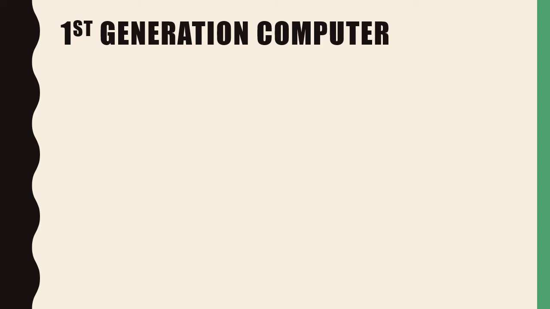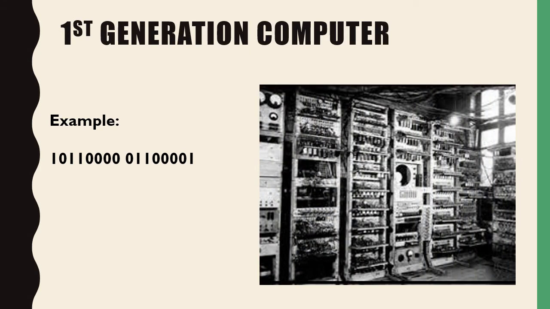First generation computer. Here is the example of machine level language. We have to write all our instructions in the form of 0 and 1. And in the picture we can see the first generation computer, which is bigger in size, like one room.